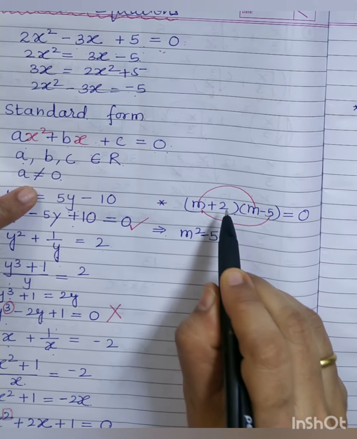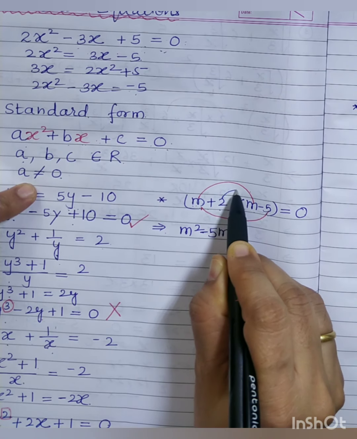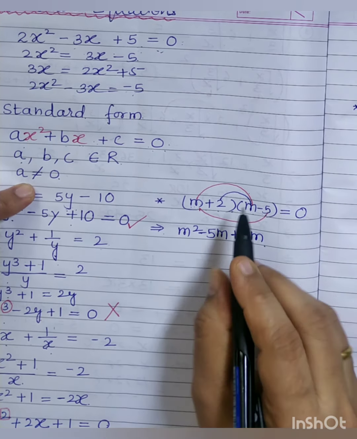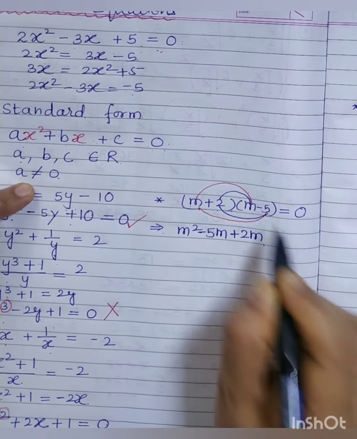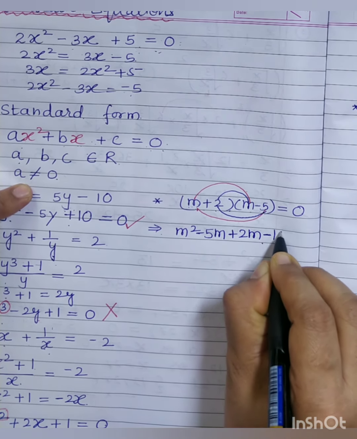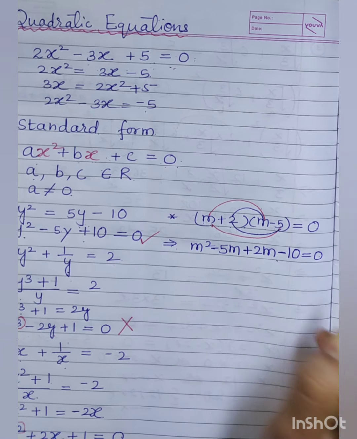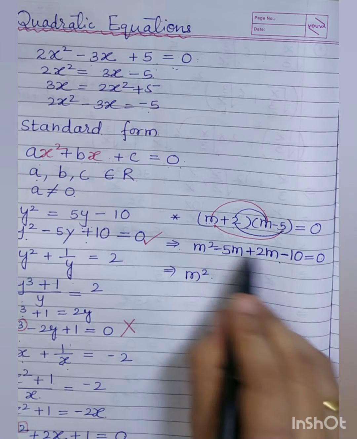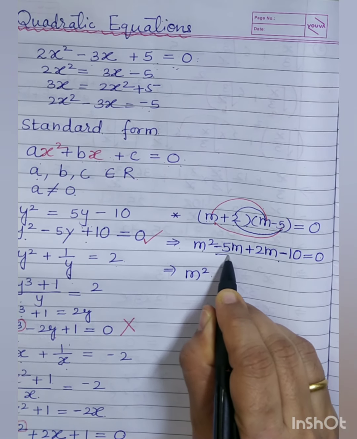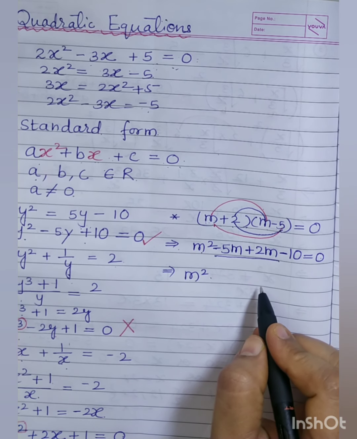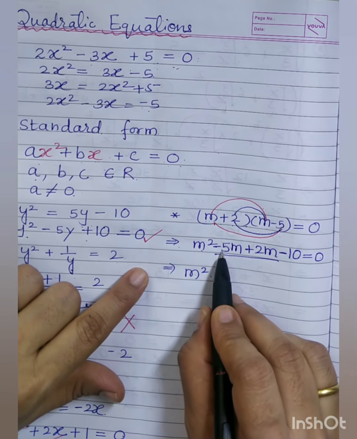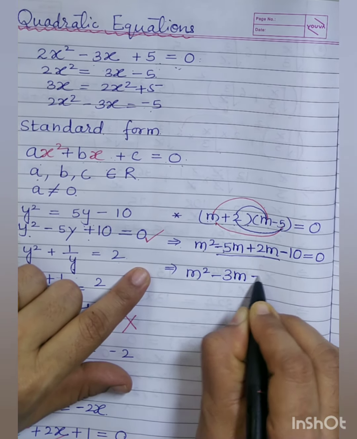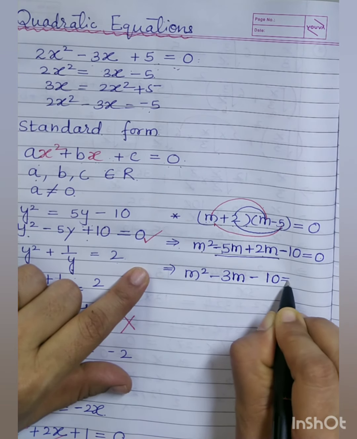Now you need to do the same with the remaining part, that is plus 2. Plus 2 into m, what will it be? Plus 2m. And plus 2 into minus 5, what will it be? Minus 10 equals what? Now simplify whatever you can. m square is not having any more like terms, so it will be m square only. Minus 5m plus 2m, what kind of terms are they? Like terms. So minus 5 plus 2, what is the answer? Minus 3m.